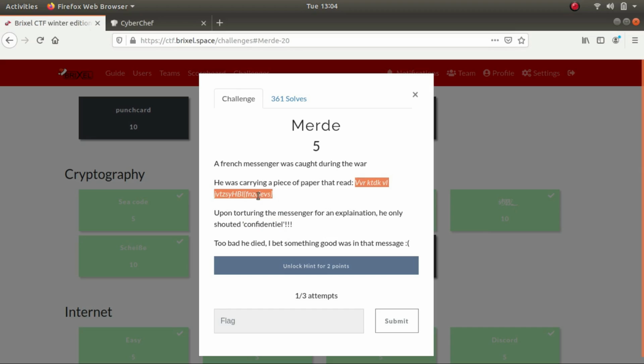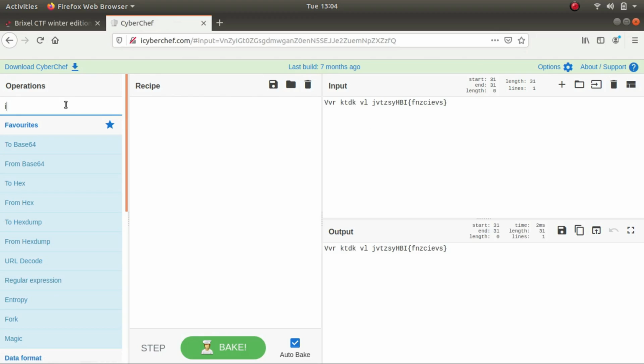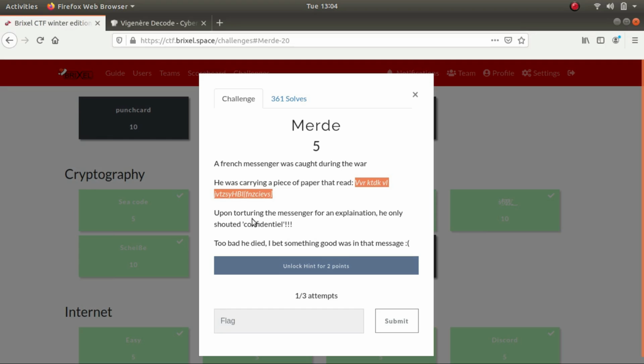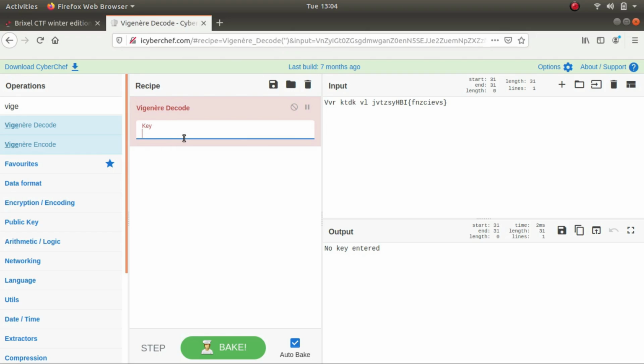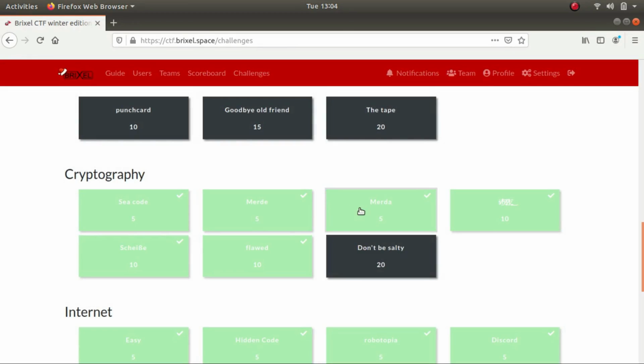Let's paste the message there, and the key as well. Okay, so it says that the flag is Brixel Bogut. So this was the flag. Let's go ahead and solve the next challenge.